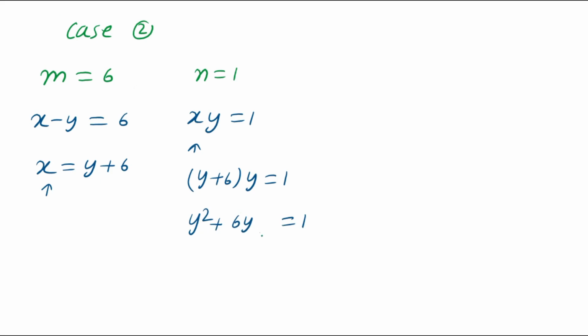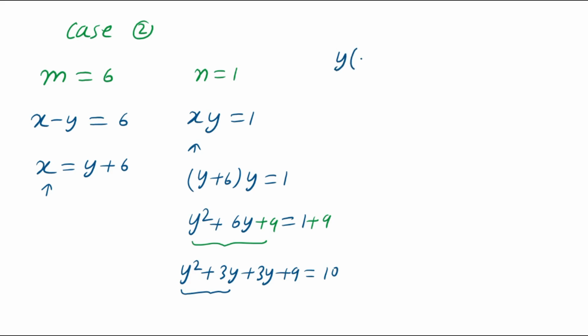Now if we add 9 to both sides, then on the left hand side this expression is a perfect square. On the left hand side we will apply middle term split. Y square plus 6y plus 9 is the same as y square plus 3y plus 3y plus 9, and this is equals to 10. Look carefully at the first two terms. If we take common y, then you will get here y plus 3. And look carefully at the last two terms. Here if we take common 3, then you will get here y plus 3, and this is equals to 10.